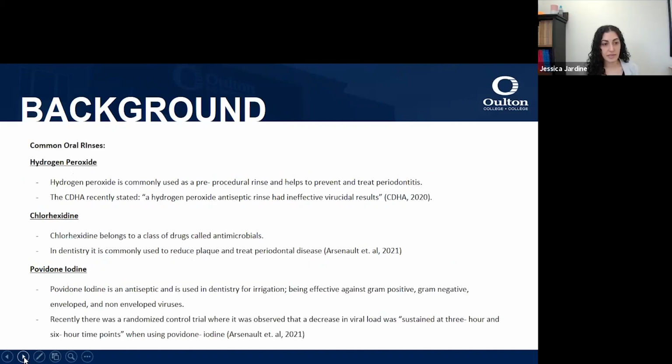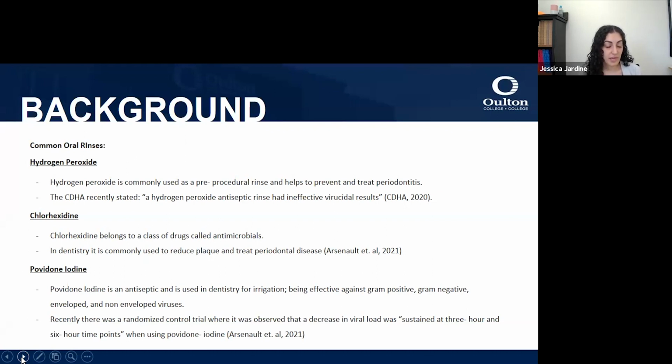All right, so we looked at some common oral rinses that are used today. The first one was hydrogen peroxide, and that is commonly used as a pre-procedural rinse and helps to prevent and treat periodontitis. In 2020, the CDHA recently stated that a hydrogen peroxide antiseptic rinse had ineffective virucidal results. The next one was chlorhexidine. Chlorhexidine belongs to a class of drugs called antimicrobials, and in dentistry, it is commonly used to reduce plaque and treat periodontal disease.